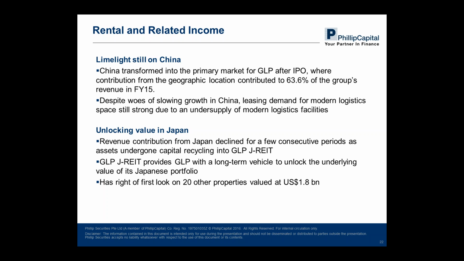We see revenue continue to slide for Japan because 5 Japanese properties under GLP were actually disposed into the REIT level, GLP-J REIT, in which GLP owns a 15% stake. So GLP-J REIT provides GLP with a long-term vehicle to unlock the underlying value of its Japanese properties. Because just now we talked about value creation margin, which is essentially just fair value or paper profits. In order to recognize them, there needs to be some form of selling. So this is where a REIT becomes useful. And GLP-J REIT now has a right of first look on 20 other properties, valued at US$1.8 billion.